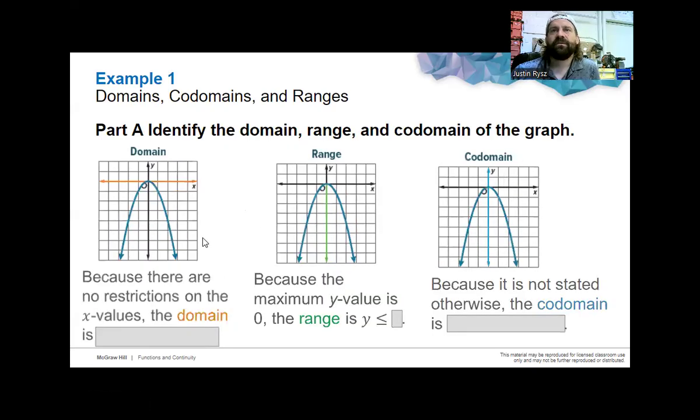Okay. So if we were looking at this, we would say that there are no restrictions on the domain, and the domain is, and remember, this is where you will fill in the blanks in your notes, all real numbers because it goes all the way to the left and all the way to the right. All right. The range, there's a maximum here at 0, a y value of 0. Remember, you're only looking at the y here. So the range is y is less than or equal to 0. And here we go. Because it's not stated otherwise, the codomain, looking all the way across, is all real numbers.